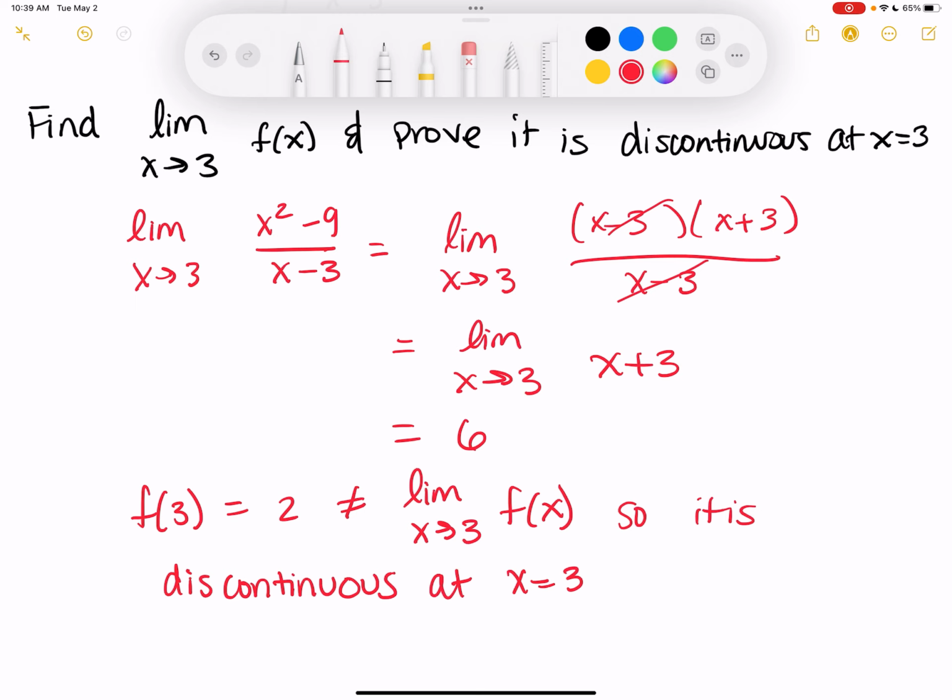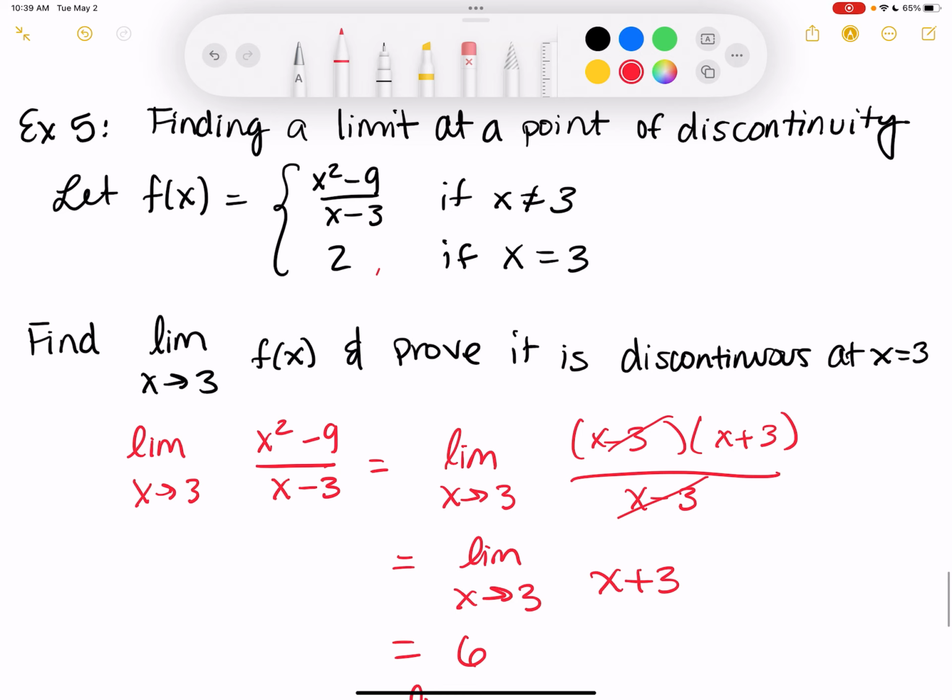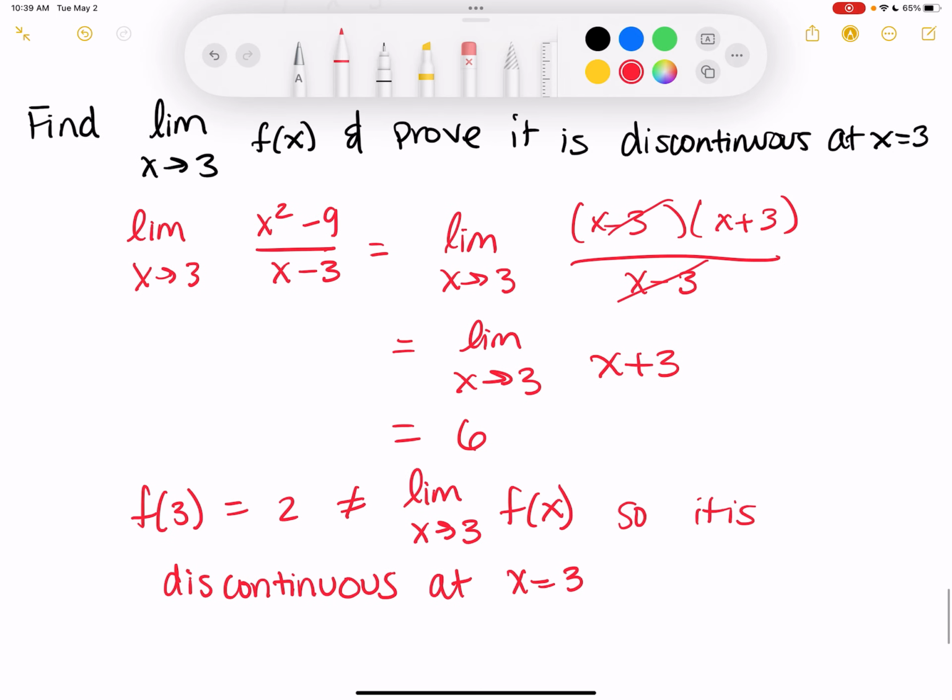So according to the problem, at x is equal to 3, the function was supposed to be equal to 2. But when we took the limit at 3, it gave us 6, so it's discontinuous. If it equaled 6, it would be continuous.